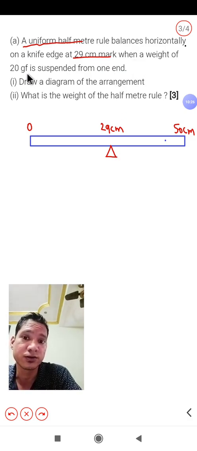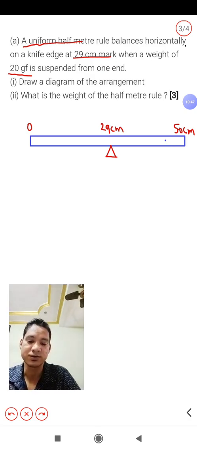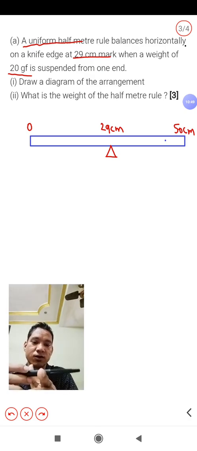Further, when the weight of 20 gf is suspended from one end. Now there are two ends, 0 centimeter mark and 50 centimeter mark. Now the question is, where should I suspend 20 gf, and why should I suspend it actually? Well, check this one. The center of gravity of the rod is always at the center, where it will become balance.